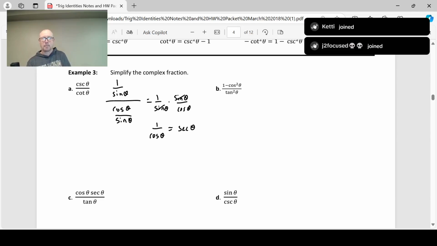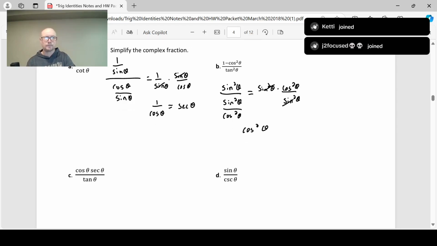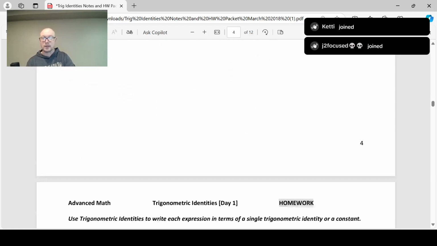All right, in part B, 1 minus cosine squared, that is Pythagorean identity manipulated, so that would be sine squared. The denominator is tangent squared, which is sine squared divided by cosine squared theta. And if I multiply by the reciprocal, I get sine squared theta times cosine squared theta over sine squared theta. These would cancel, and I would get cosine squared theta as my answer here. Okay? All right, so let's continue with this.